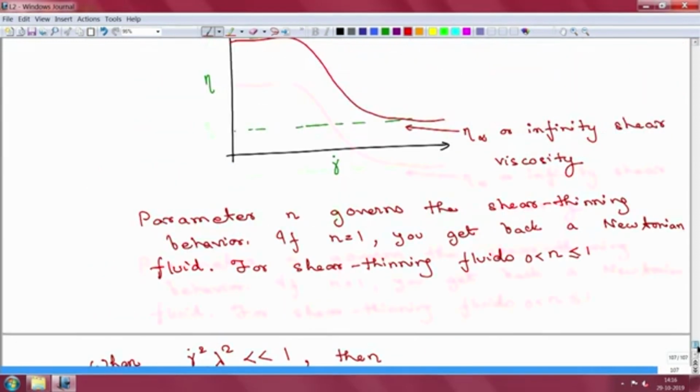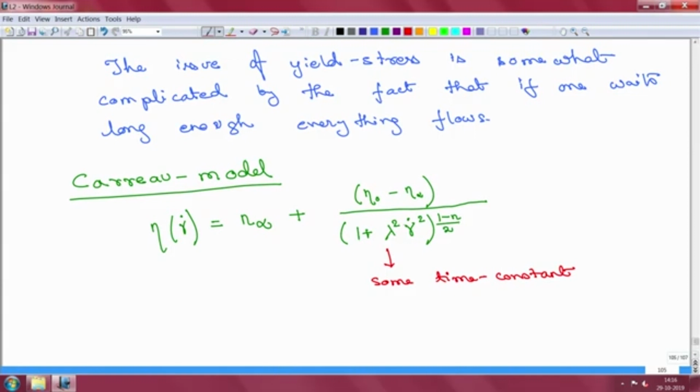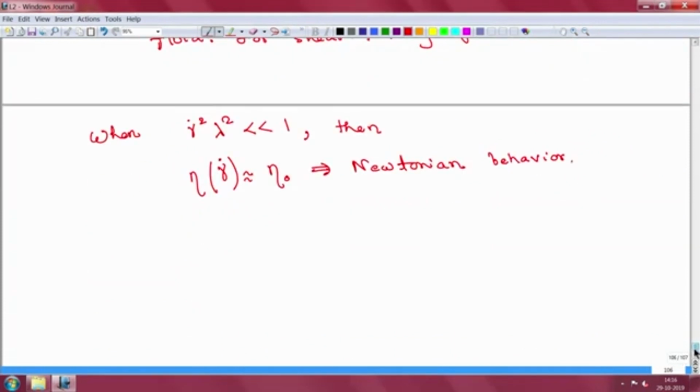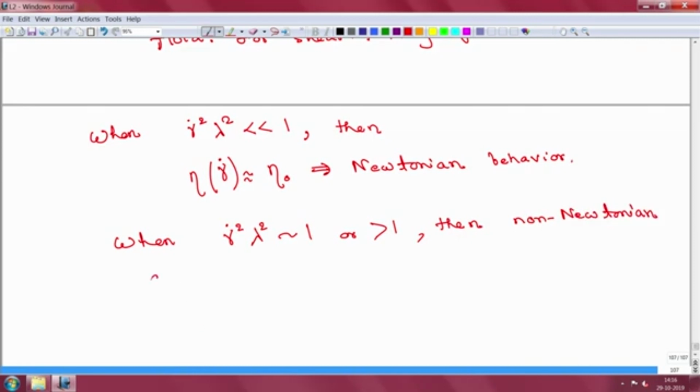Then you have a region where this term will start to become comparable to 1, and that is where you will start to have appreciable shear thinning behavior. So, when this term is of the order of 1 or greater than 1, then non-Newtonian or shear thinning behavior is seen.